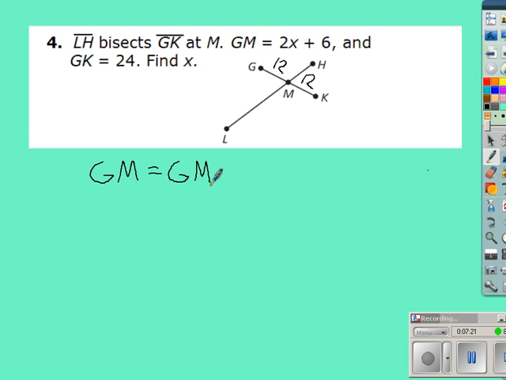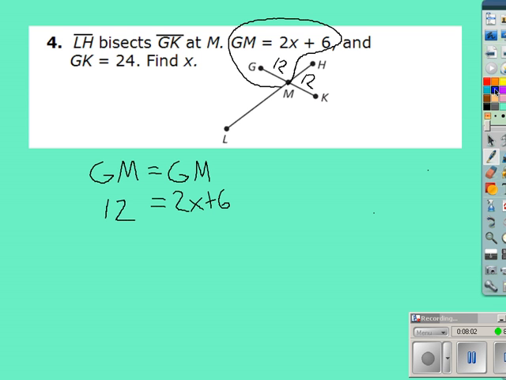Now, the reason I'm doing this is we know two things about GM. We know that GM equals 12, but we also know that GM equals 2x plus 6. GM has two things that we know about. So now I have an equation. I have that 12 equals 2x plus 6. Now I can solve for x. We needed both those parts, that GM equals 12 and GM equals 2x plus 6, so we could combine them and be able to solve for x.